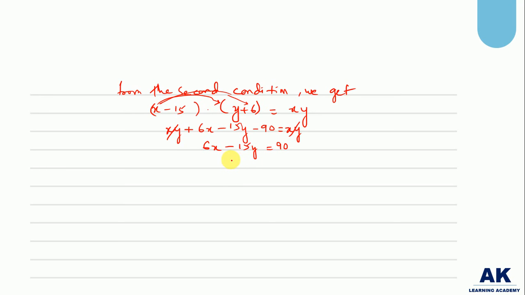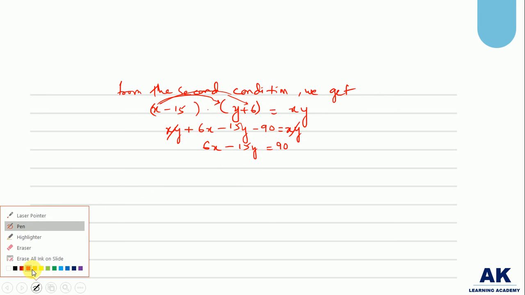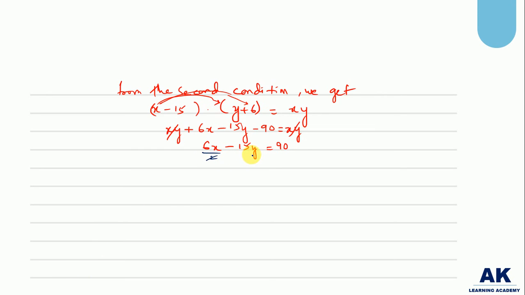If I divide this equation by 3, then 3 twos are 6, so 2x, 3 fives are 15, so minus 5y is equal to 3 threes are 9, and 0, is equal to 30. Let's call this equation number 2.